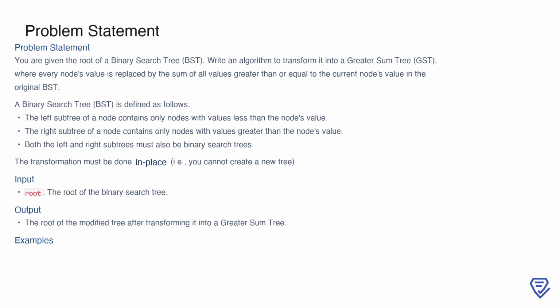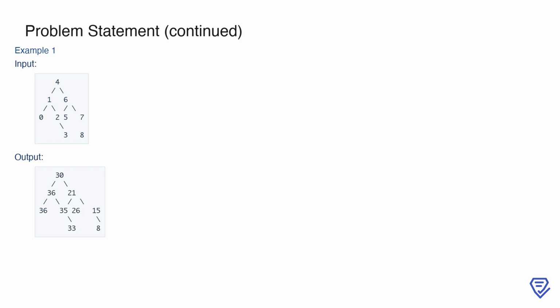A binary search tree has a specific structure. The left subtree of any node only contains values that are smaller than the node's value, while the right subtree only contains values that are larger. Both of these subtrees must themselves also follow the rules of a BST. The transformation must be performed in place, meaning we cannot create a new tree, we have to modify the input tree directly. The input to the problem is the root of the BST, and the output is the modified root after applying the transformation.